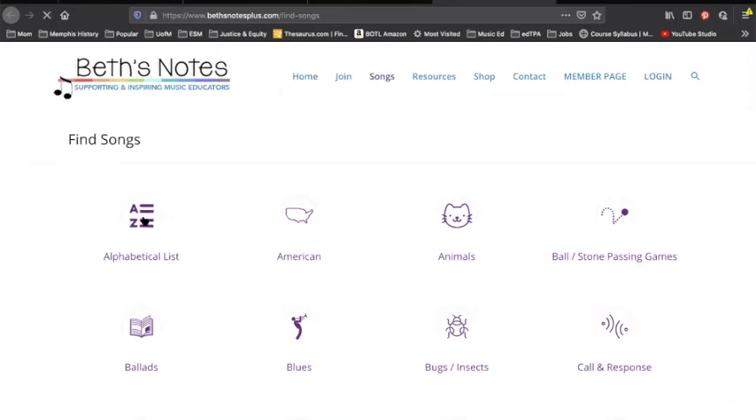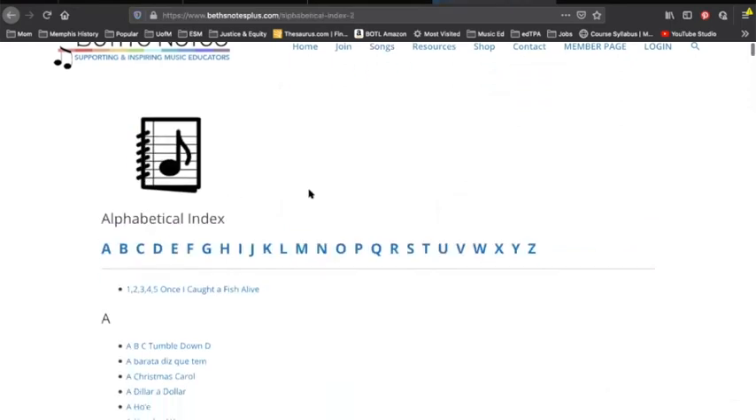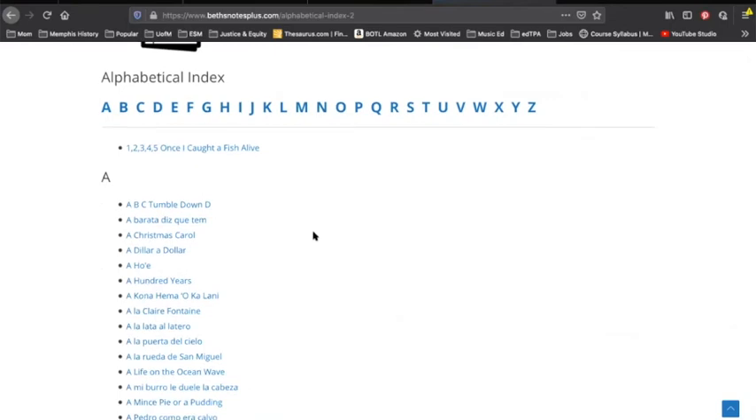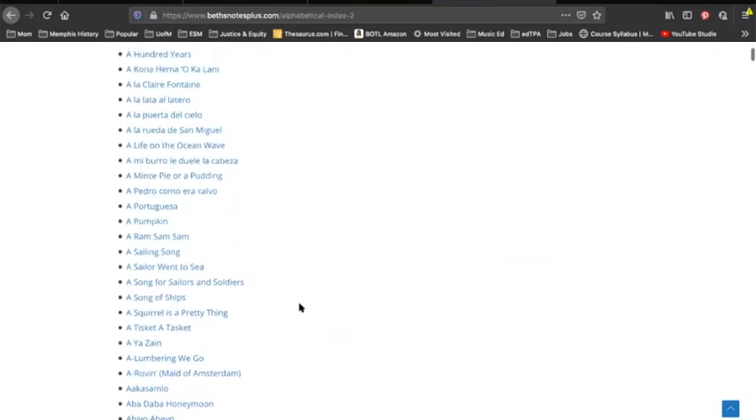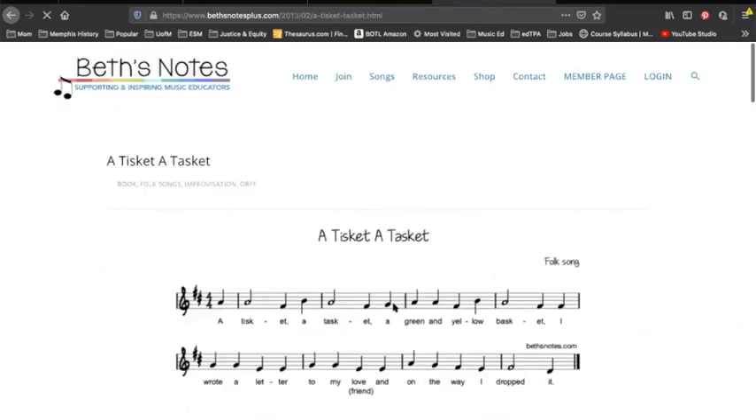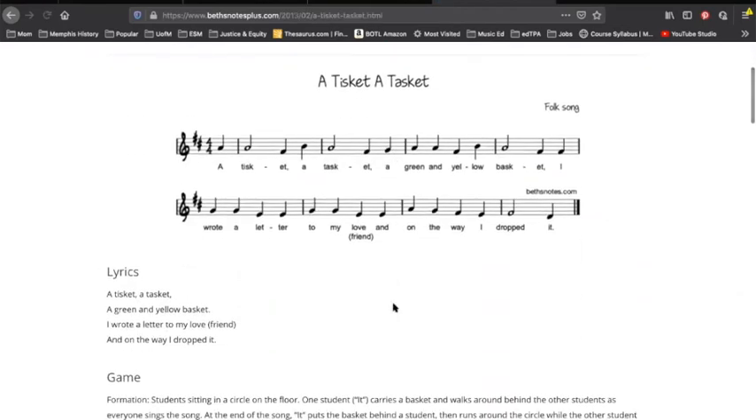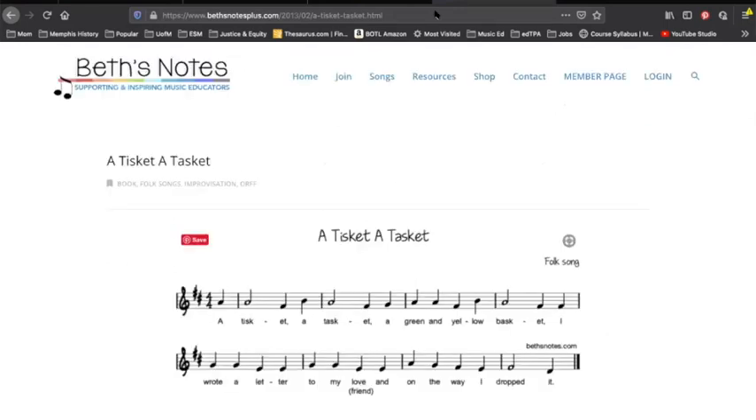Let's take a look at just the ABC list. Can you see it? Thumbs up? Okay. So here are songs alphabetically arranged. This would be a great place for you to go if you knew the song you wanted, but you just needed the score. Okay, I want to sing A Tisket, A Tasket. So I'm going to click on that. There's the score. And there it is. So this is a really excellent resource.